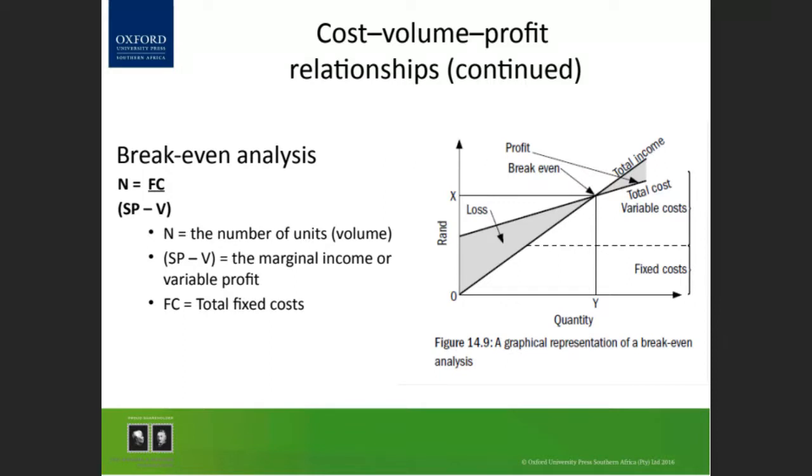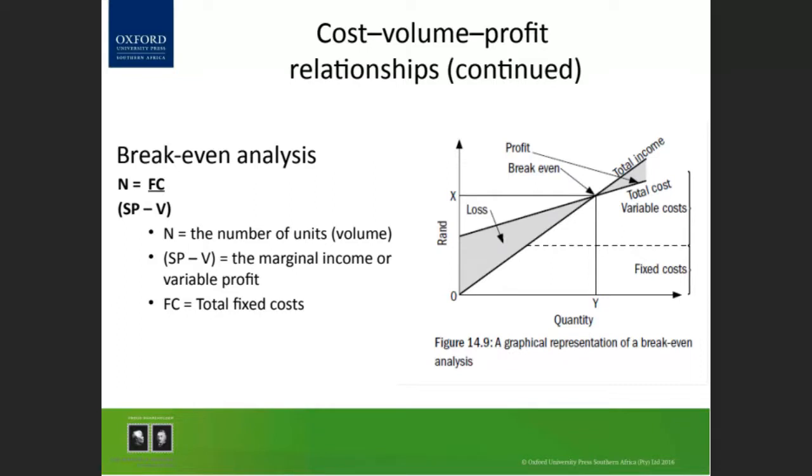Normally, if you are to calculate the number of units that will lead you to the break-even point, you divide your fixed costs by the marginal income or your variable profit, which is basically how you calculated it in economics. Yes, I'm hearing Tabiso is also saying, and also in accounting. So basically, the calculation is still the same.